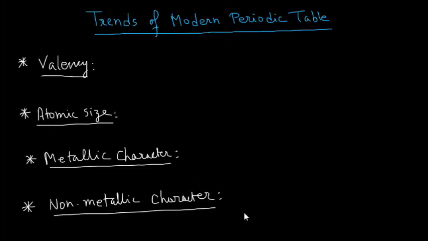In the middle of the periodic table, we have semi-metals or metalloids because they exhibit both the properties of metals and non-metals. Oxides of the metals are basic in nature, while oxides of the non-metals are acidic in nature. And this is the end of this chapter.